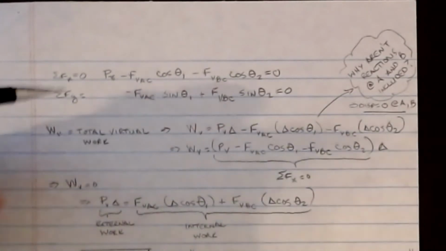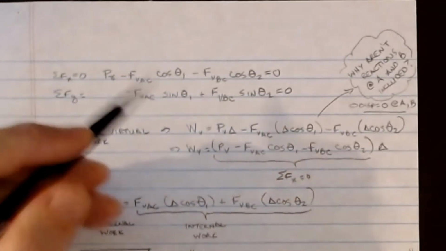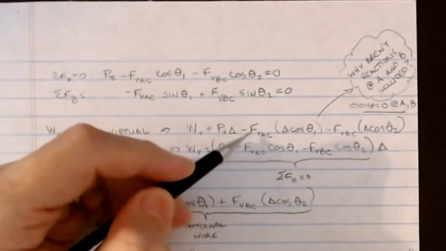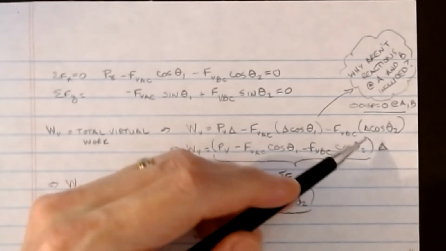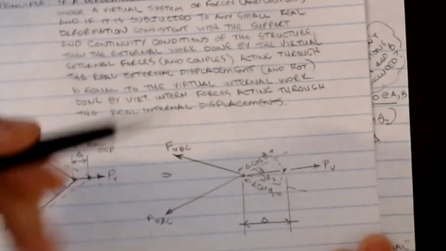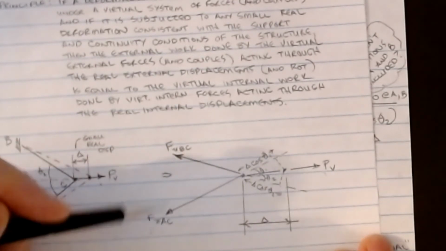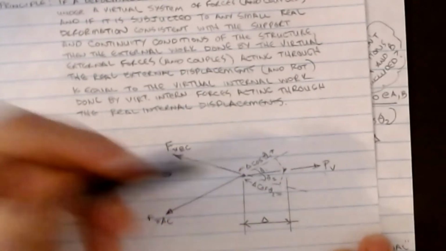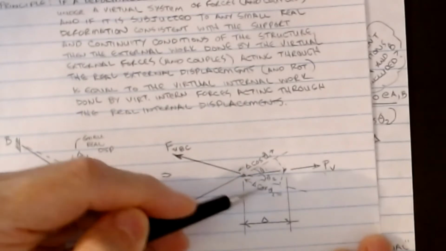Now if we look at the total virtual work that's done on this, the virtual work is going to be PV times delta minus FVAC times delta cosine theta 1 minus FVBC times delta cosine theta 2. Because back on that picture that we showed you, we're looking at a force that's on an angle, so if this is delta, then this is delta cosine theta 1. And likewise, if this is delta, then this is delta times cosine theta 2.